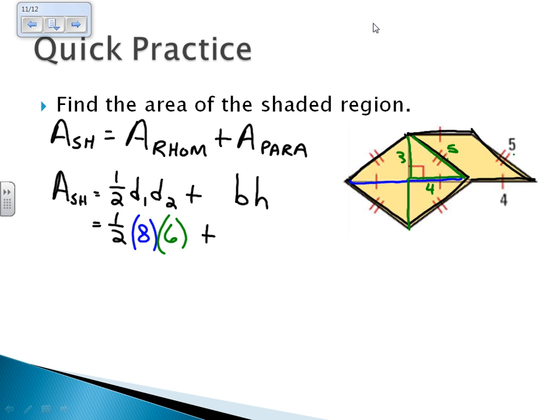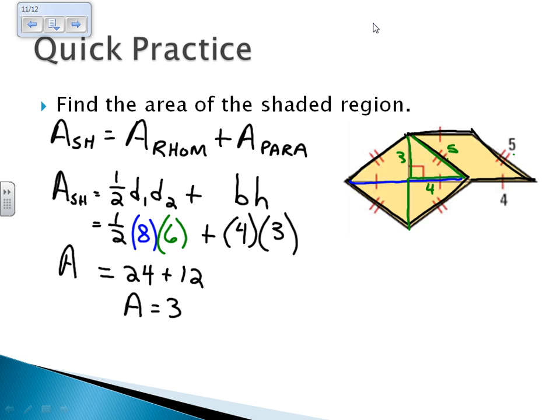Correct. Remember, the base and the height have to be perpendicular. If you look at my picture, here's 4. Notice that the height has to be perpendicular to it. Is the height going to be perpendicular to this 5? No. So the base here is going to be 4. The height will be 3. And then we simply need to add them all together. So the area total, half times 8 is 4. 4 times 6 is 24. Plus 4 times 3 is 12. So the area is equal to 36 units squared. Okay? And that's the end of our little section.